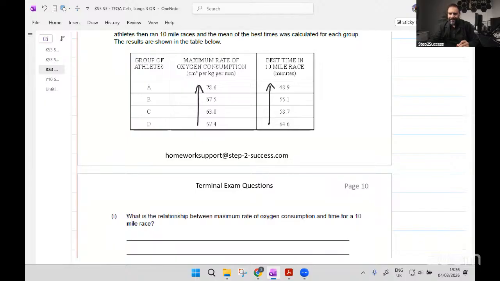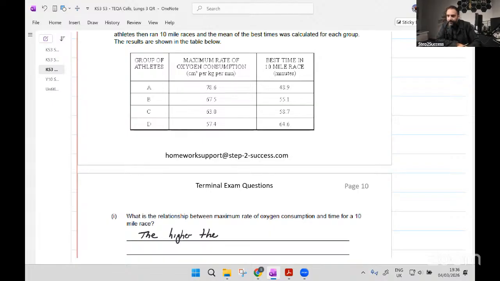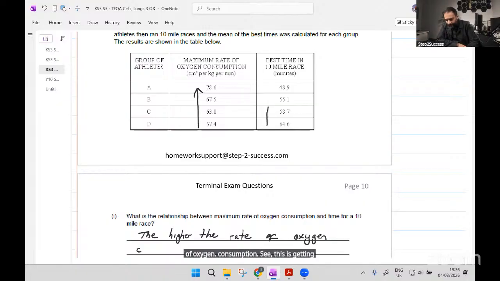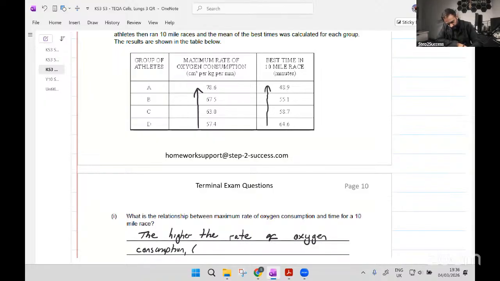There's several ways to say the same thing. Or let me say it in a different way. The higher the rate of oxygen consumption, see, this is getting higher as we go this way. But what's happening to the time? It's getting lower. There you go. That's it.